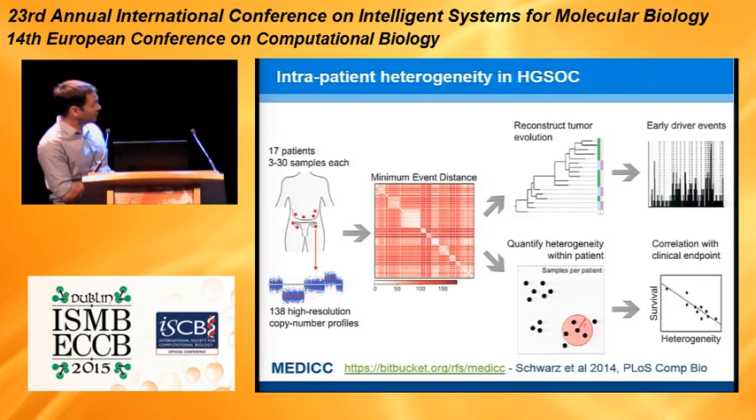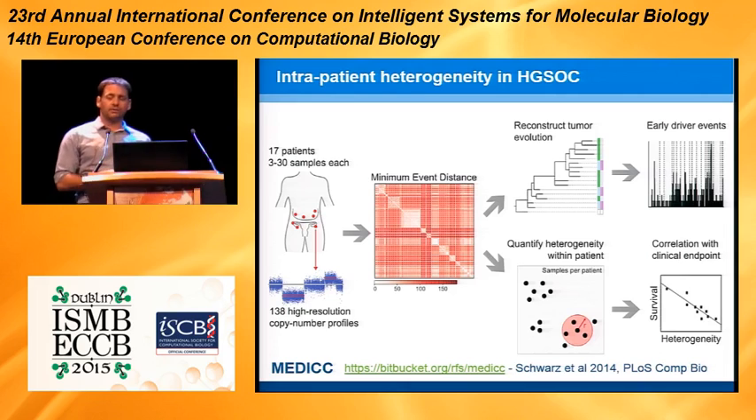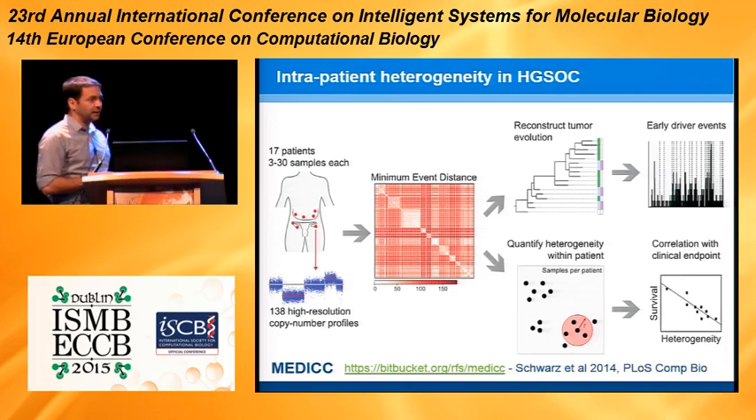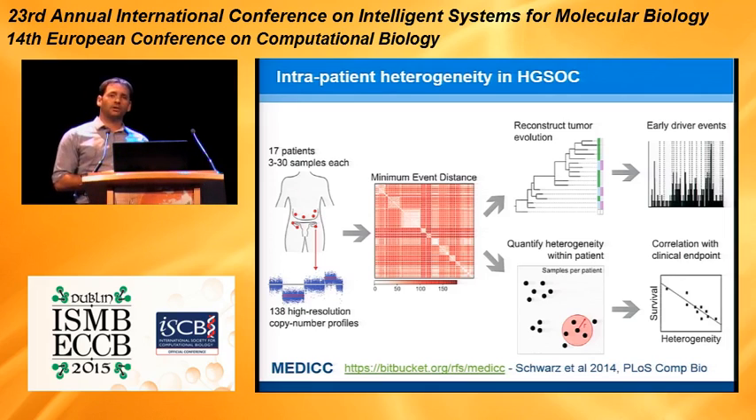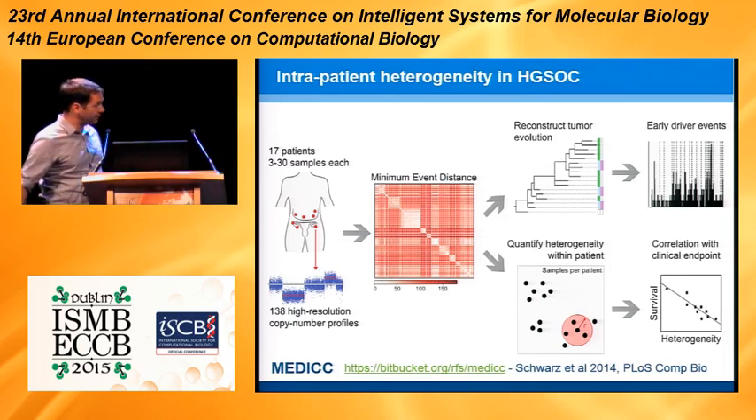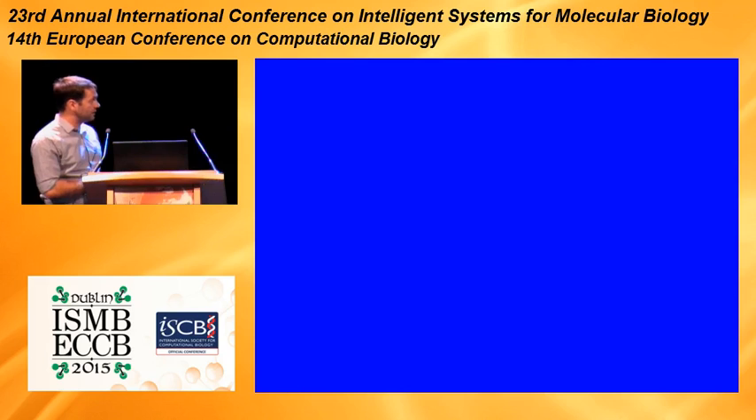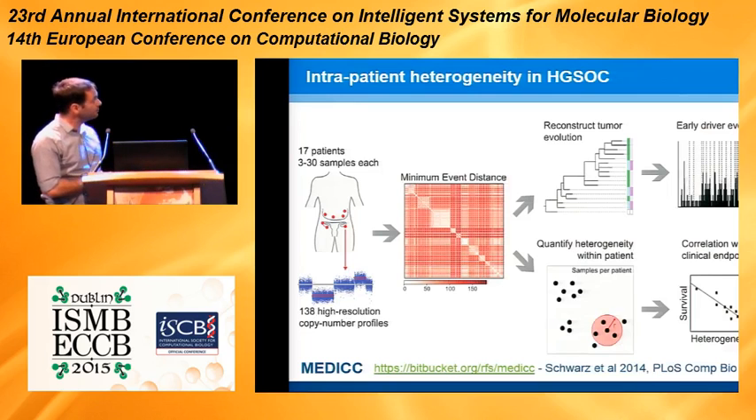So what we did was conduct a clinical study with the Edinburgh Hospital in Cambridge, where we had a cohort of patients that was sampled multiple times. We developed a new method for evolutionary reconstruction of the tree based on copy number changes in the patient, which is called MEDIC. All of you that are working with copy numbers would be very happy if you had a look at our Bitbucket site and the accompanying publication to try it out yourself.